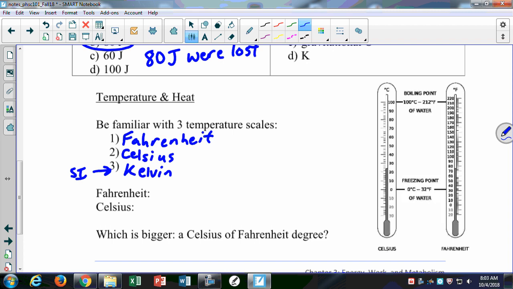The Celsius scale is a little simpler. It's just 0 and 100 degrees. So the Fahrenheit scale, the freezing point is 32 degrees.